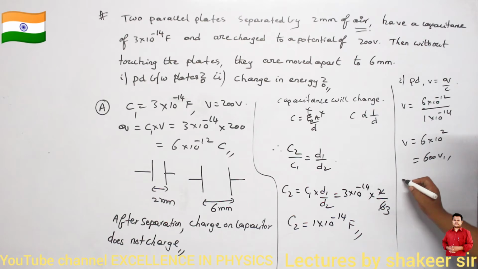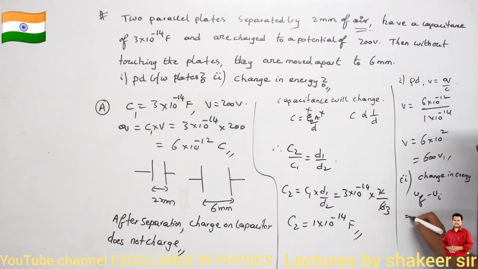Clear? So therefore, the second one. What is the second one? Change in energy. How can you calculate the change in energy? So, final energy minus initial energy. What is the final energy? Half C2 V2 square minus half C1 V1 square. Clear? All these values we have already calculated, no? So just substitute the values, and that should be our answer.